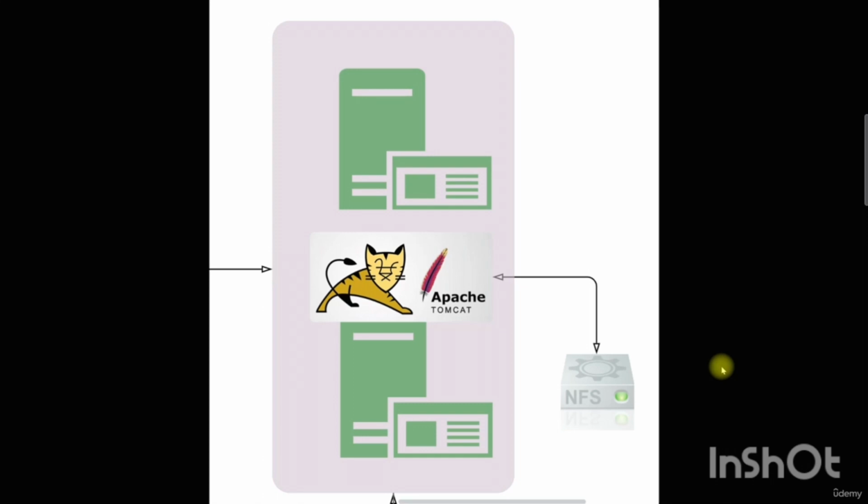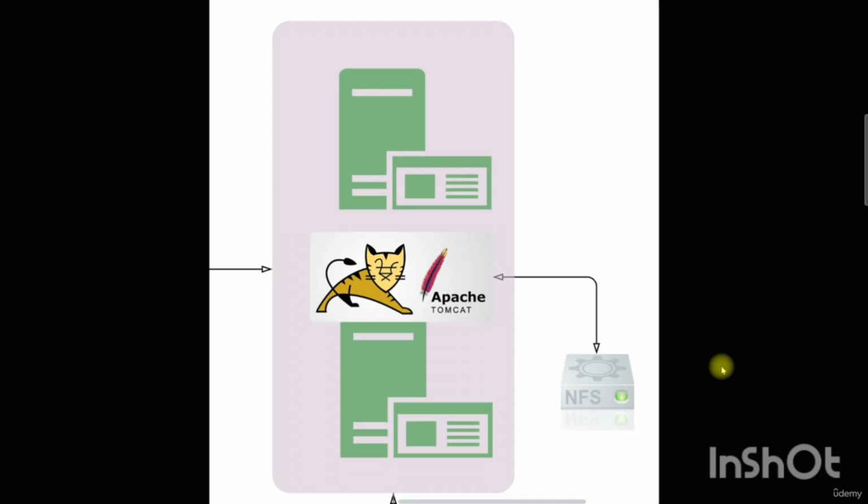Apache Tomcat is a Java web application service. Once again, Java web application service. Pause the video and let that sink in. So if you have a web application written in Java, Tomcat is a very famous service to host it. So the application which is written by the developer will be sitting here.